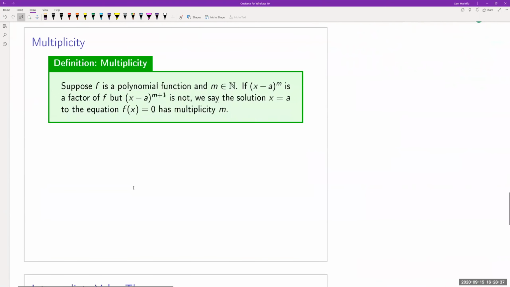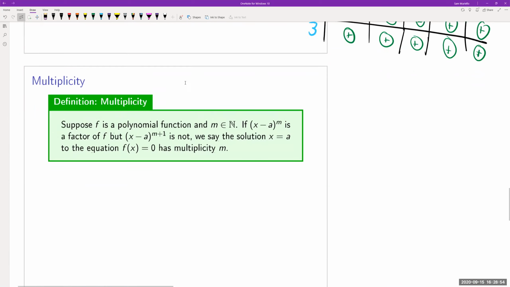The idea of multiplicity is another term that we'll need. Multiplicity is the number of times a factor shows up. The fancy definition says that x minus a to the m will be a factor, but x minus a to the m plus 1 will not be.